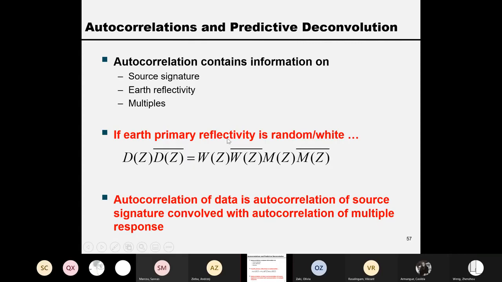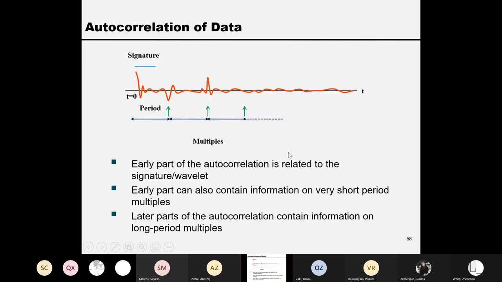The multiplication in the Z transform domain or in the frequency domain is really equivalent to convolution in the time domain, okay? So the autocorrelation here really means in the time domain, it's a wavelet autocorrelation convolved with the autocorrelation of multiples. Okay, multiplication is convolution. Now, how do we do the deconvolution? Before that, we need to understand the parameters.